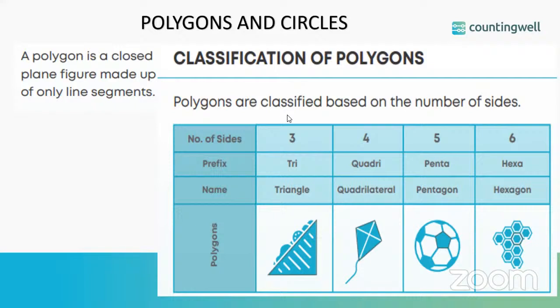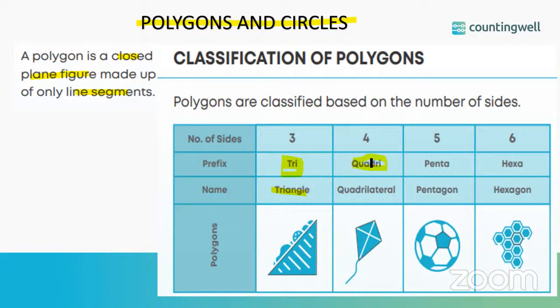Let us start with the chapter polygons and circles. So what are polygons? They are nothing but closed plane figures made up of only line segments. And we can see polygons are classified based on the number of sides. If there are 3 sides in a polygon, we call it a triangle. The prefix tri stands for 3.